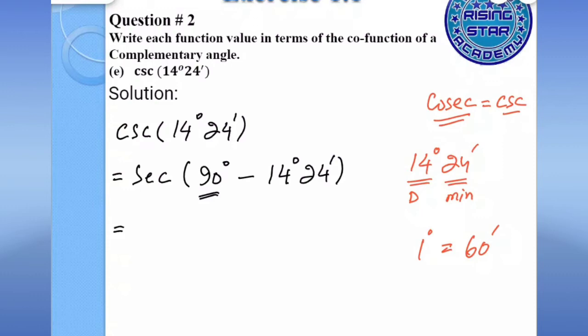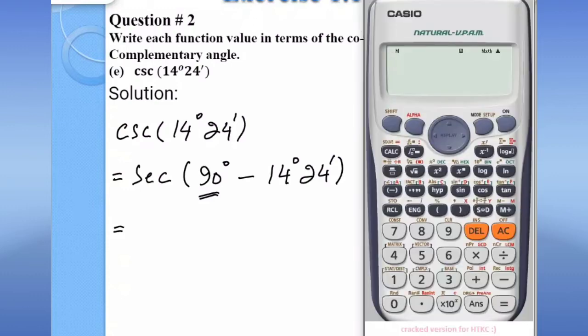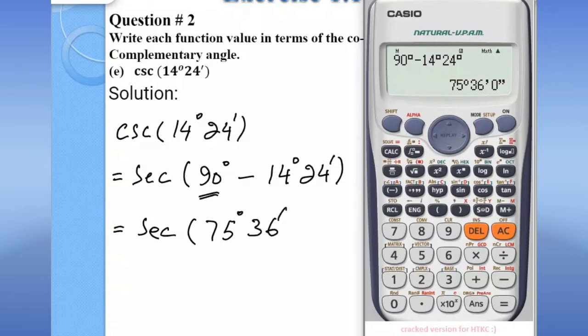Now we will use the calculator over there. So here we will write 90. This function is the degree, minutes and seconds. I would press 90, then one time degree, then minus 14, then degree, and 24 minutes. Now put equal. So now we have 75 degree and 36 minutes and 0 seconds. So now I would write secant of 75 degree and 36 minutes. Now we can use the calculator to verify our answer.